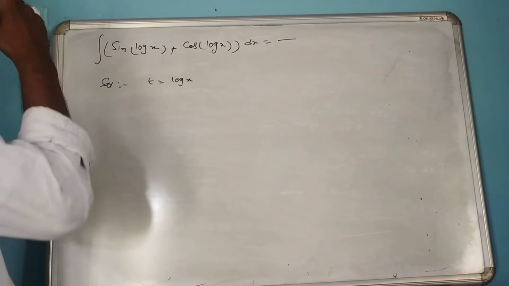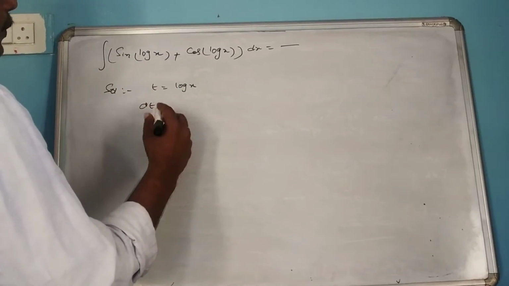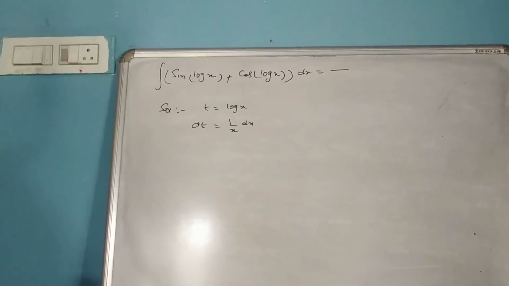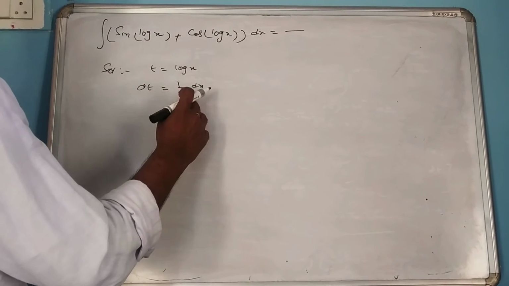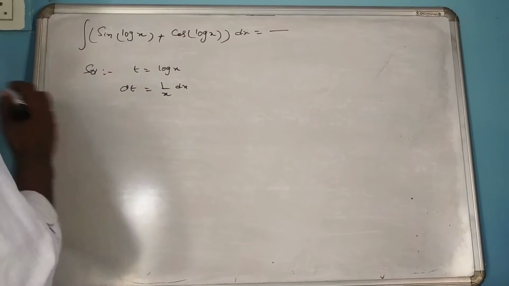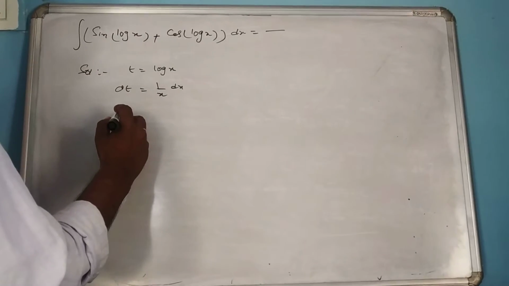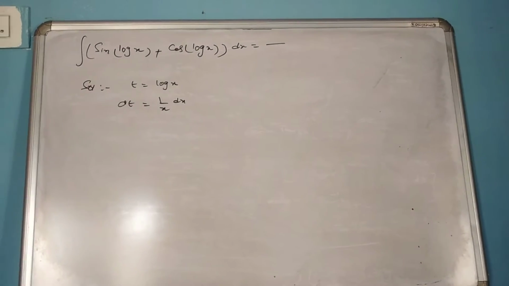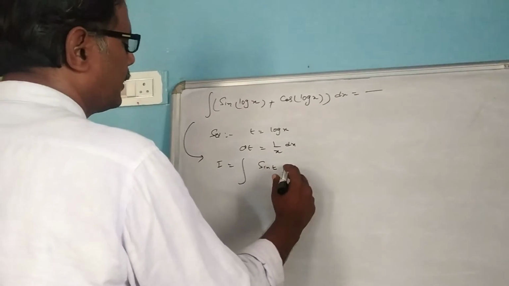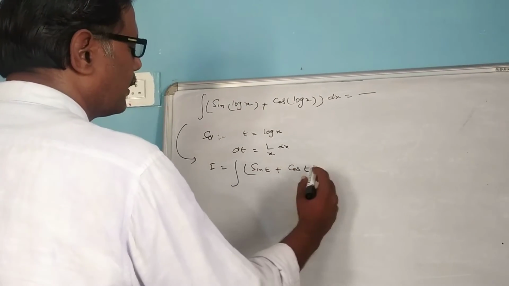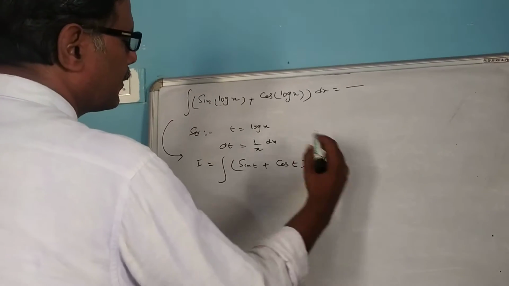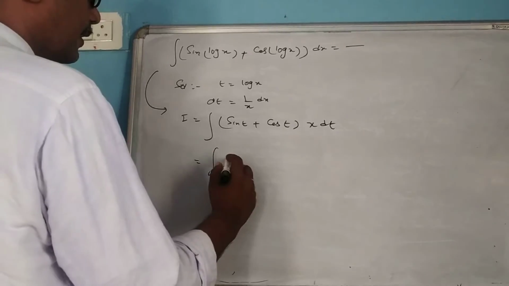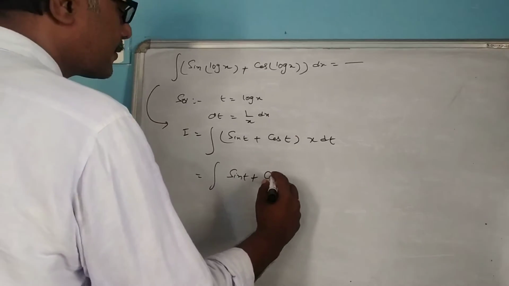Let t be equal to log x. dt is equal to 1 by x dx. Therefore dx is equal to x dt. The integral is sin t plus cos t, times dx by x, which is dt.